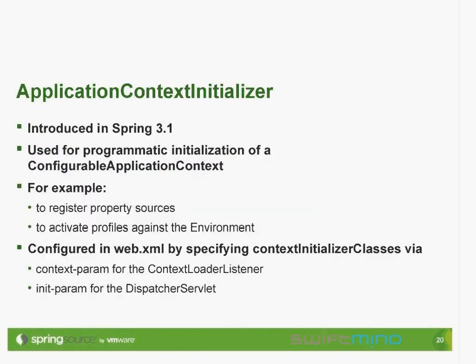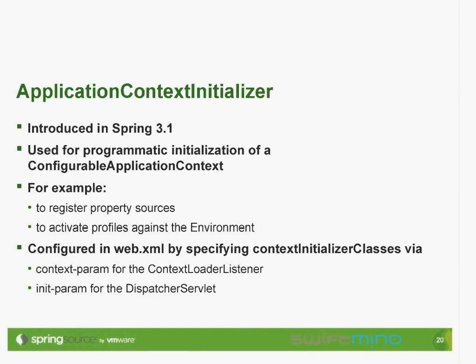Next up, we have application context initializers. So this is a core feature. This is not necessarily a testing feature, and it was introduced in Spring 3.1. Just a bit of review. Basically, what it's for is programmatic initialization of a configurable application context. So somebody programmatically configures your application context as opposed to an add configuration class or an XML file. It comes in before those things are loaded. And you can do this, for example, to register property sources or activate profiles against the environment abstraction in Spring 3.1 as well.